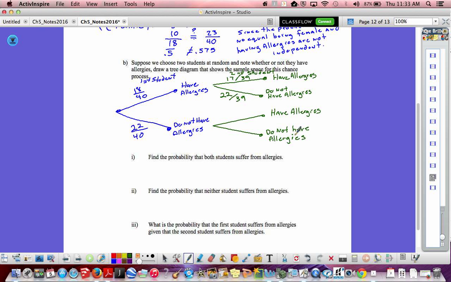So, here I've selected a student that doesn't have allergies. So how many students do I have left that still have allergies? 18. Total number of students? 39. Now when I do this one, how many students do I have left that do not have allergies? 1 out of 39.